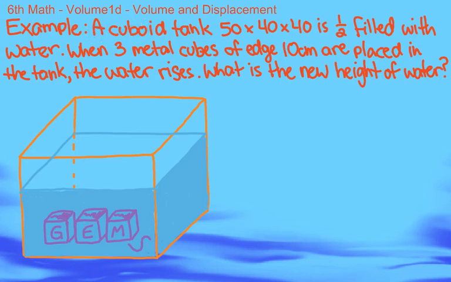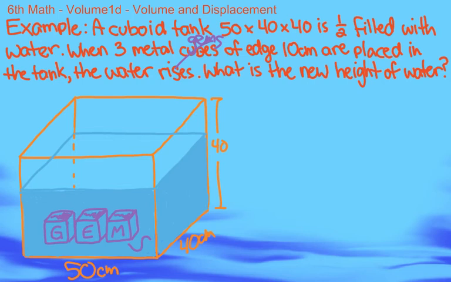All right, so we have a cuboid tank that's 50 by 40 by 40, and it's half filled with water. Oh my goodness, doesn't really look like it's half filled. Let's pretend. That took me a lot to color that in, just telling you. Okay, all right, so 3 metal cubes. Hey, forget this. Let's deal with some Luigi's Mansion gems. I love those. Okay, they're 10 centimeters in their edges. So each little edge of these gems is 10 centimeters. They're placed in the tank and the water rises. What's the new height of the water?